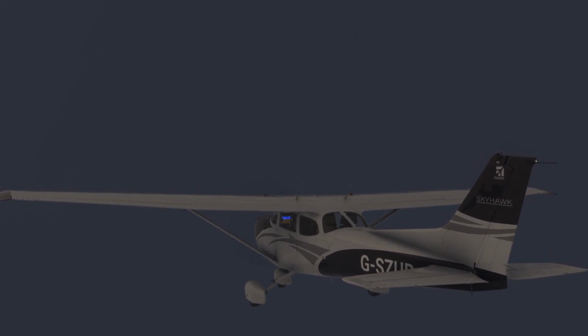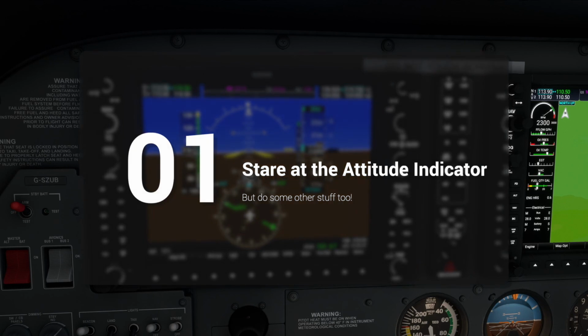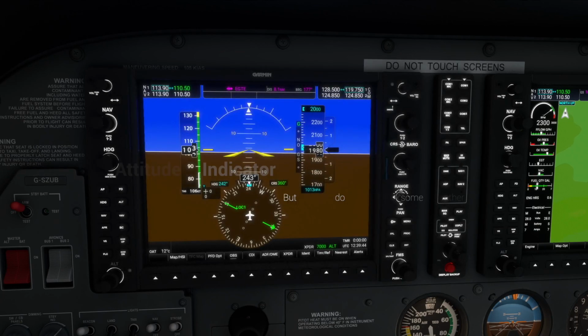fly an airplane. Number 1, stare at the attitude. And I'm going to tell you exactly how to stare at the attitude indicator. Attitude plus power equals performance.